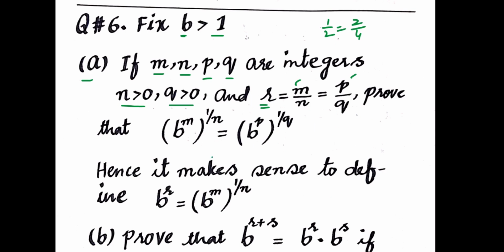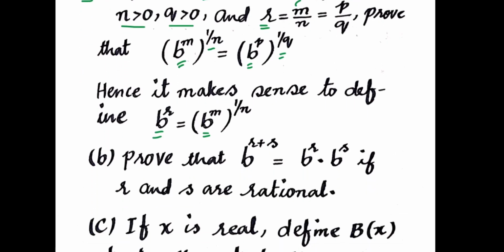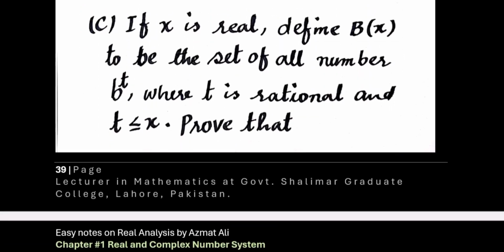We have to show that the nth root of b raised to power m and the qth root of b raised to power p are equal. Hence, it makes sense to define b raised to power r is equal to b raised to power m whole power 1 by n. So, firstly, we discuss its first part, then we will discuss its second, third, and fourth part.